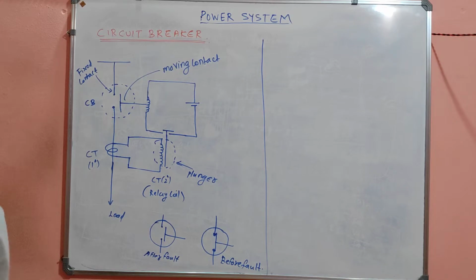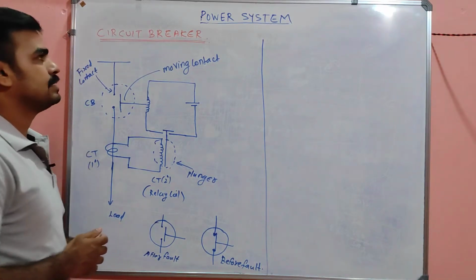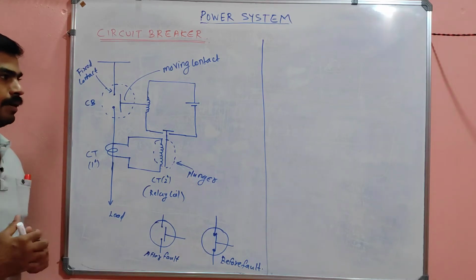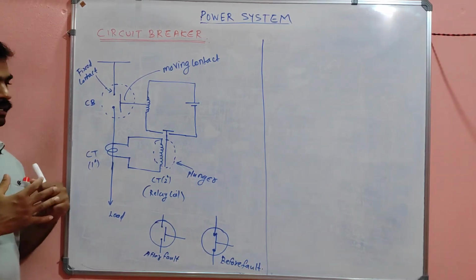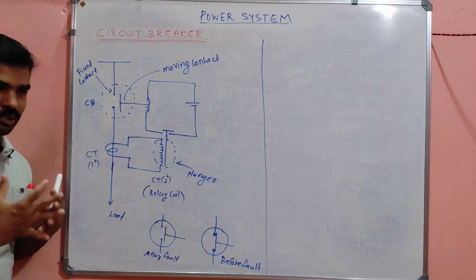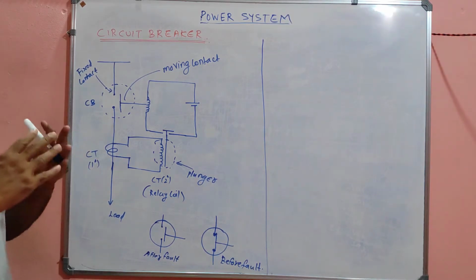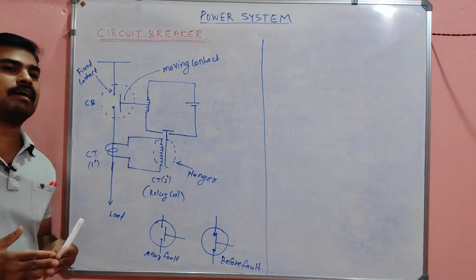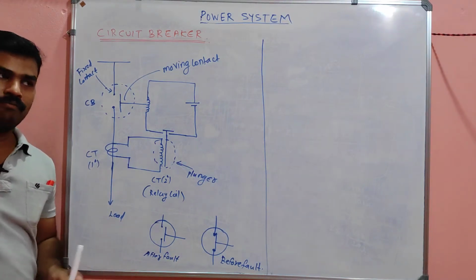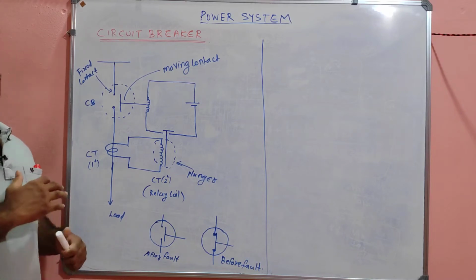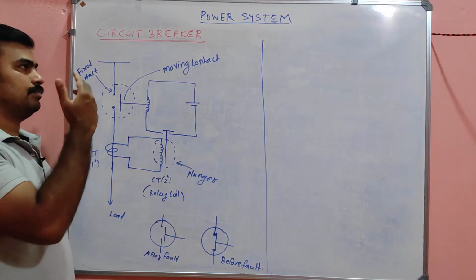Hello my dears. So now we are going to discuss circuit breaker. Actually, the circuit breaker and relay are together within a circuit. I will tell you regarding the relay and its operation when we talk about relay. But now we are talking about the circuit breaker.